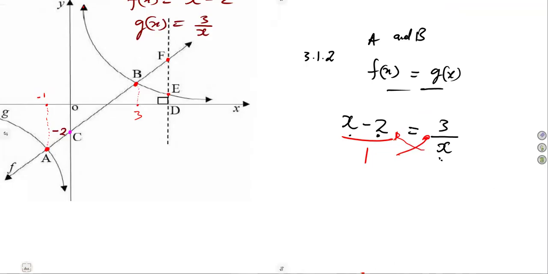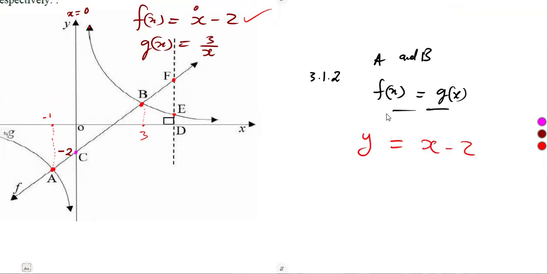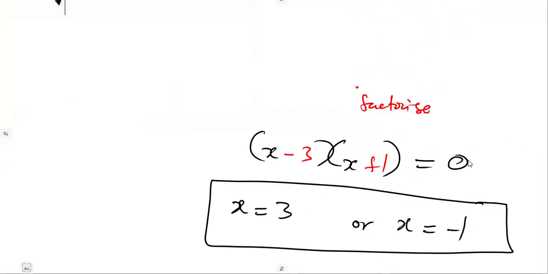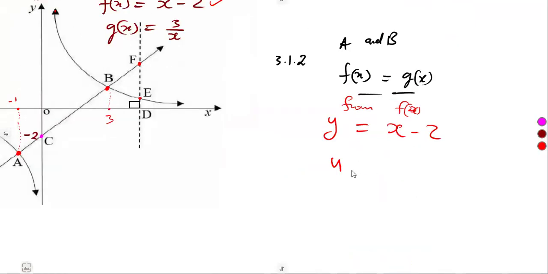Remember, I said at the point of intersection, f of x is equal to g of x. So you can use any one. As for me, I'm going to take the first one, from f of x. All right, from f of x, y is equal to x minus 2. So let us start. Remember, we got two values here. When x is equal to 3, we substitute that y is equal to 3 minus 2 in place of x. So y is equal to 3 minus 2, which is 1.